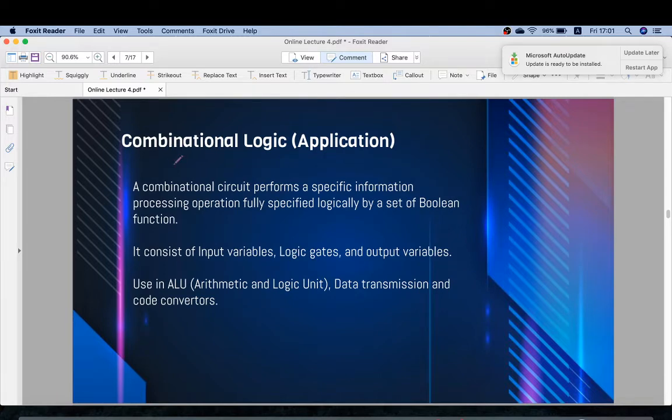What are the applications? A combinational circuit performs a specific information processing operation fully specified logically by a set of Boolean functions. It consists of input variables, logic gates and output variables. Used in ALU, arithmetic and logic units. So combinational circuits are mostly used in ALU, arithmetic and logic units. They are also used in data transmission, and in code converters.